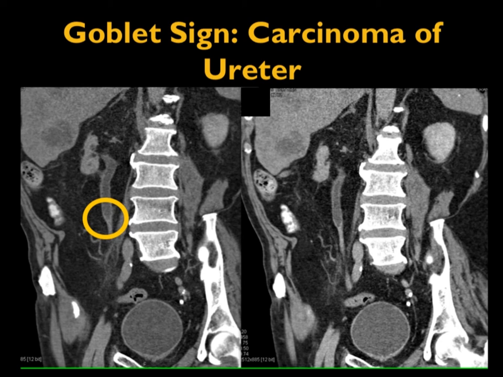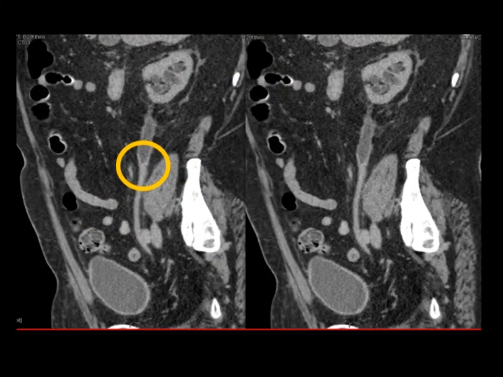You see that's an infiltrating tumor, and that was another example of the goblet sign, which is a great sign for a transition point and a great appearance for making the diagnosis of a transitional cell carcinoma. And again, just very nicely seen. And here it is on the sagittal views.